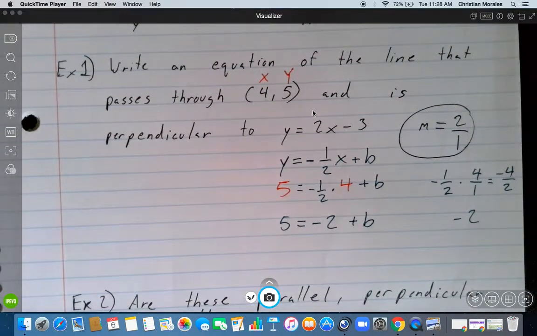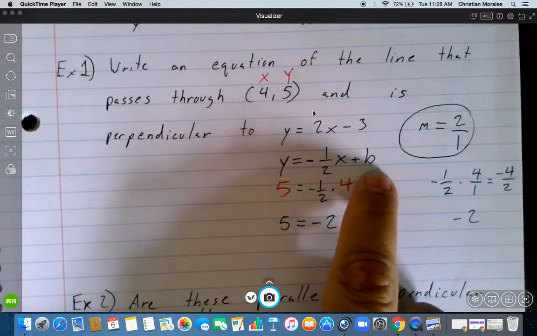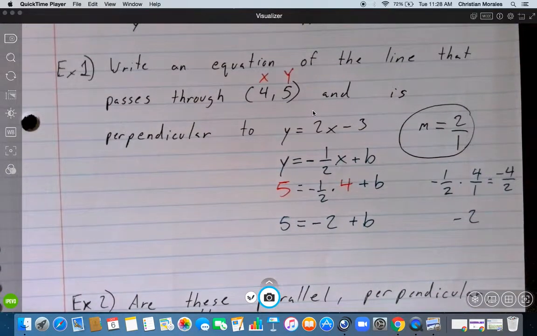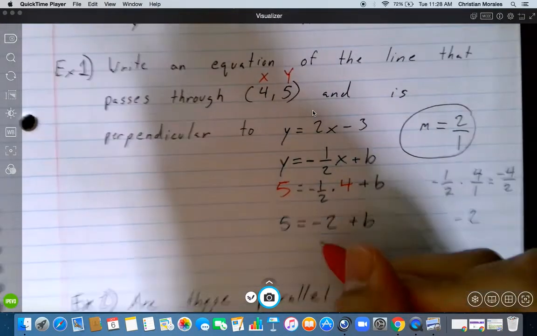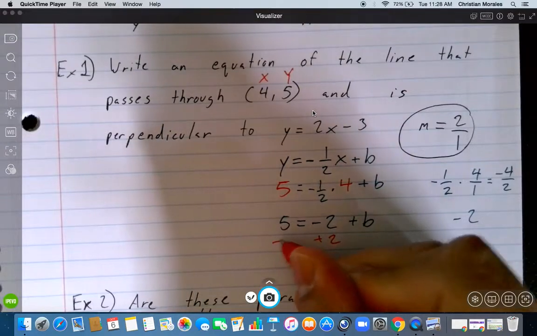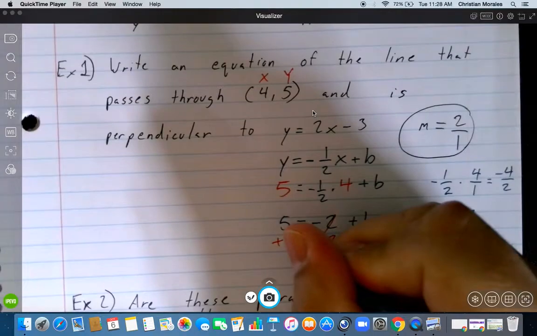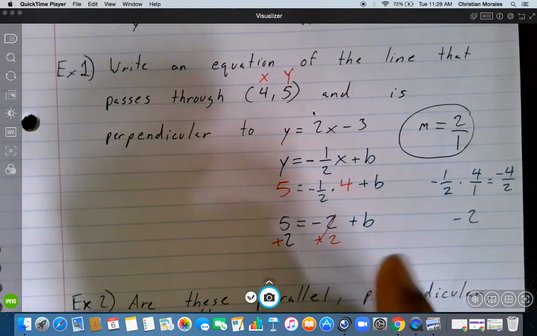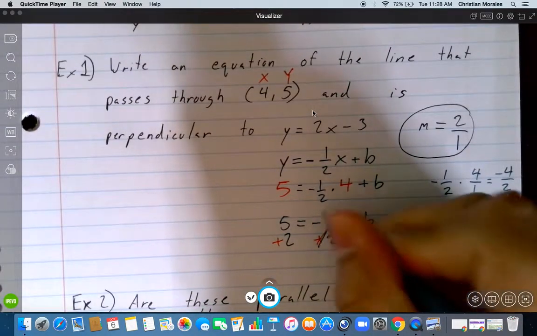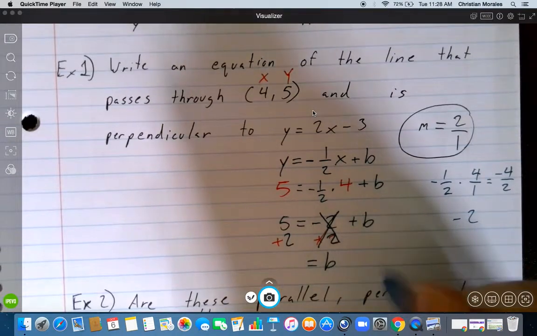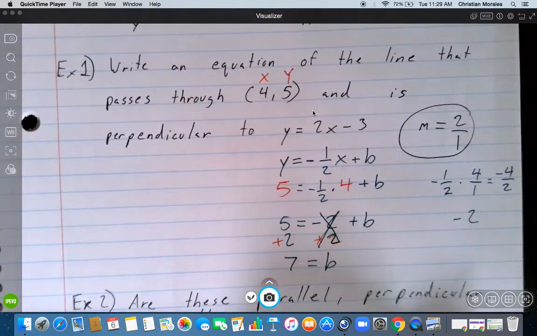Okay, we're solving for b. Remember, we're missing that. We need the b. So I'm going to move minus 2 with inverse operations. I'm going to do plus 2 to both sides. The 2 cancels out. So now I'm adding 2, right? The 2's are gone here. B equals 7.